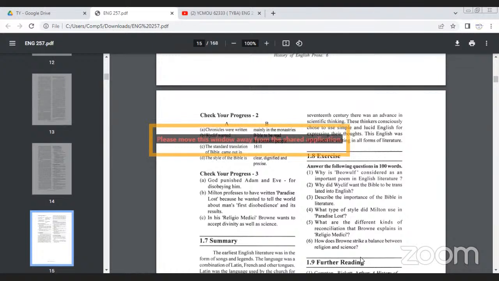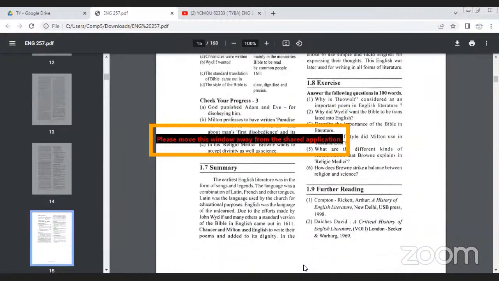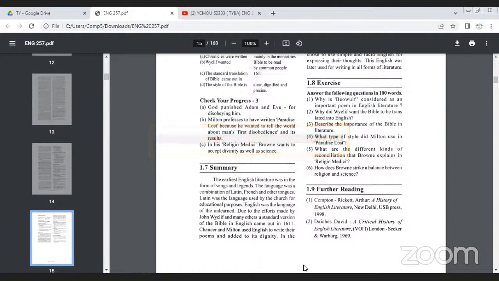The language was a combination of Latin, French, and other tongues. Latin was the language used by the church for educational purposes. English was the language of the unlearned, due to the efforts made by John Wycliffe and many others. A standard version of the Bible in English came out in 1611.